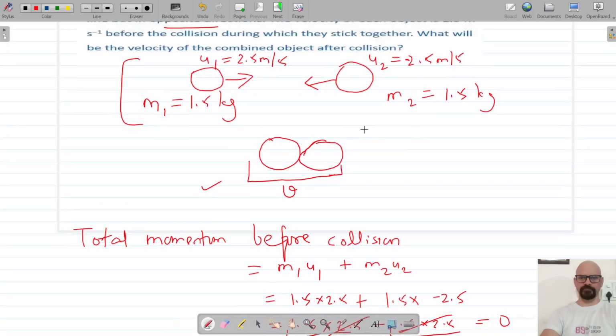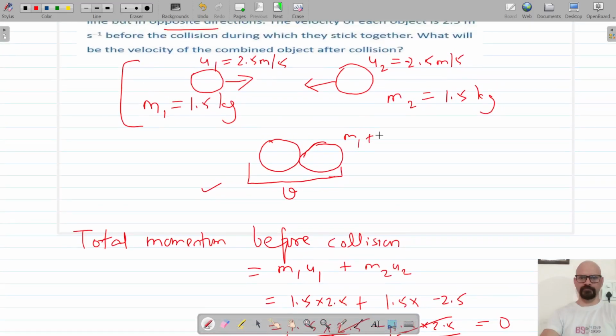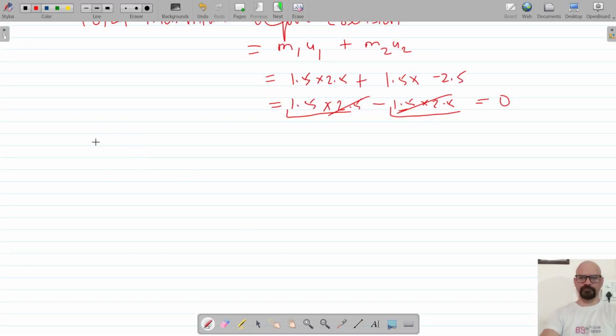Now the total mass when the bodies stick together will be m1 plus m2. So this is 1.5 plus 1.5, which is 3 kg. Okay, so momentum after collision is equal to m into v, where m is the total mass, which is 3, and v is the final velocity.